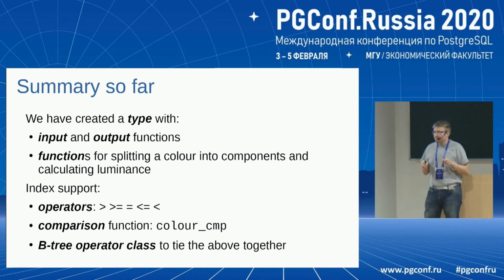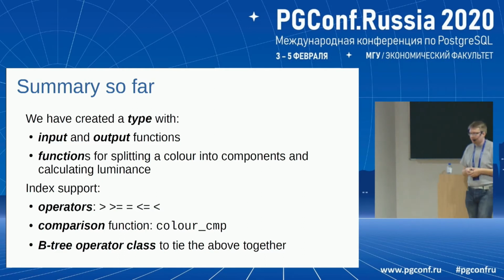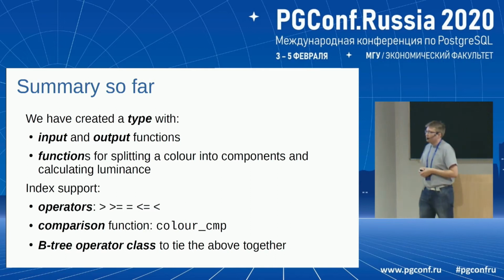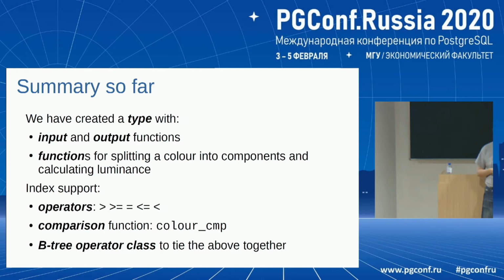As I mentioned, Postgres uses the B3 operator class also for grouping and ordering, for merge joins and stuff. So even if you don't really need to create an index, you probably still want to create some kind of a B3 operator class just for performance purposes.